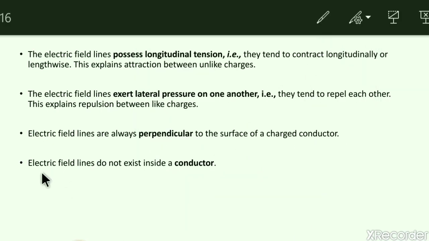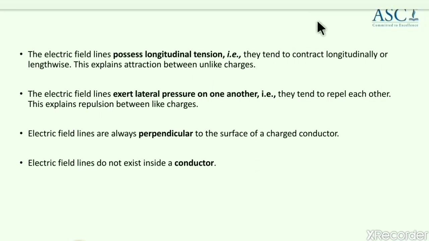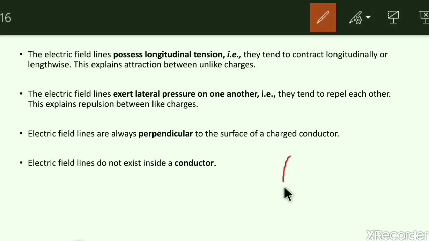Next property, again it is one of the important properties to understand many concepts of the chapter. Electric field lines do not exist inside the conductor. I can show you here, if you have a sphere inside which there are equal numbers of positive and negative charges, because this is a conductor and it possesses equal numbers of positive and negative charges.